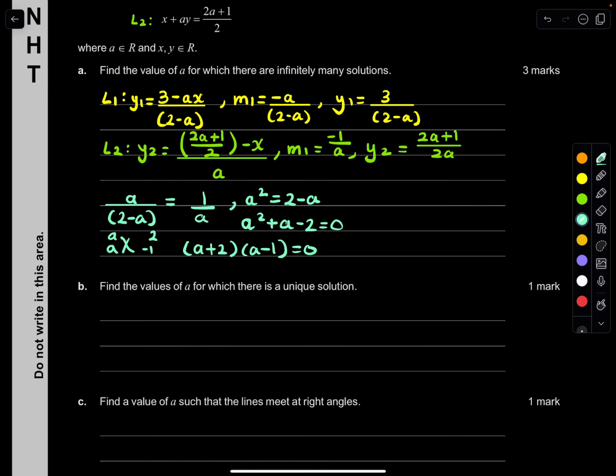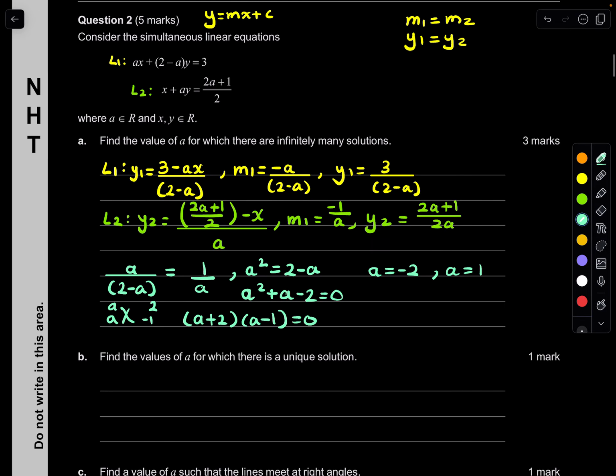And so solving that, I get a equals negative 2 and a equals 1. Basically, these are the values of a for which the gradients are going to be the same. All right. Now, these are not your answers. Be careful. We need to check if the second condition is being met, which is that the y-intercepts for both have to be equal.